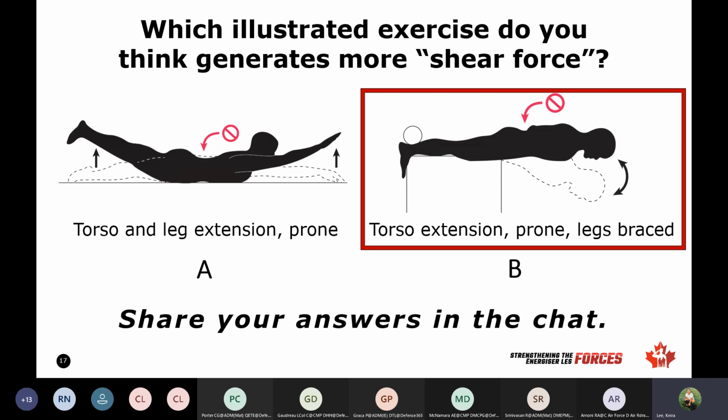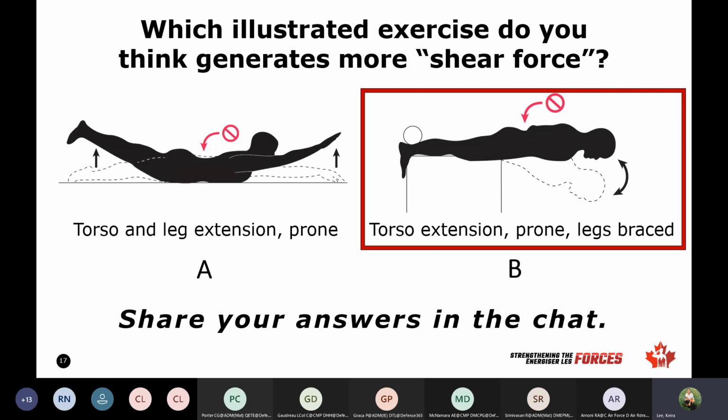Right, which of these two exercises generates more shear force? And remember, shear force is what's being exerted almost more horizontally on our vertebral column. So we've got option A, where you are, say, lying on the ground, face down, arms and legs extended, and you're raising your arms and legs in an extension. And then we've got option B, where our legs are braced, but we're still in that torso extension position. But we can see that from basically the hips down is the only part where you're braced. Everything else is against gravity.